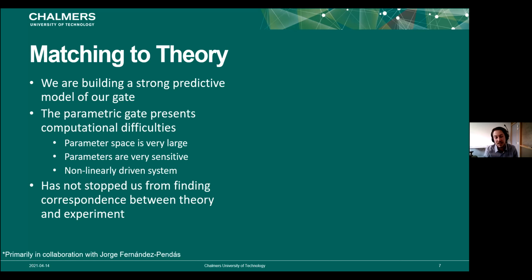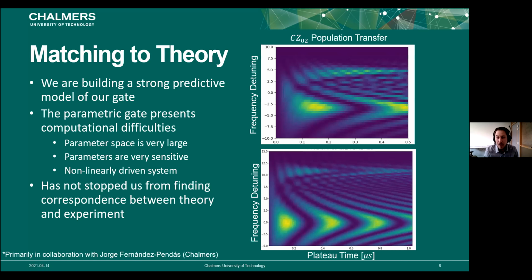So that still has not stopped us from finding a correspondence between theory and experiment. On the right, I present to you again some of these population transfers between, say, the 0-2 and the 1-1 state. And I pose it to you as a question of which one was theory and which one was experiment. Well, the top graph is actually the theory. And we later found that we saw this spurious peak occurring in the theory first, and then we verified that it actually exists in the experiment. So we're seeing a nice correspondence between what we're actually implementing and what we're theoretically understanding, which is very helpful when we're thinking about scaling this up and building out a larger architecture with this.